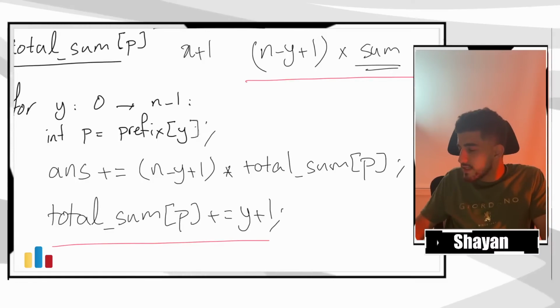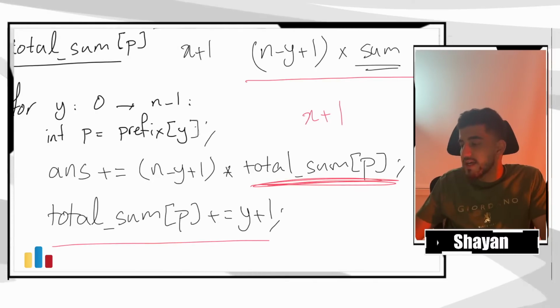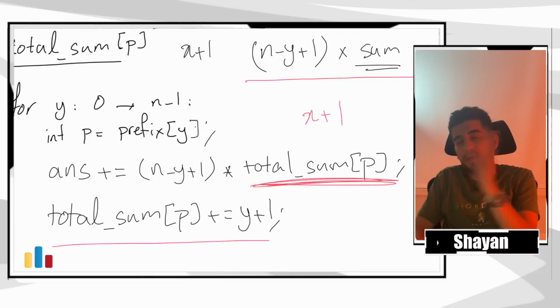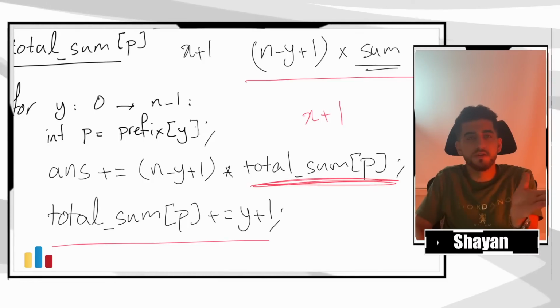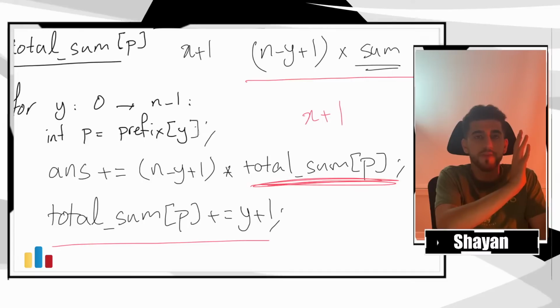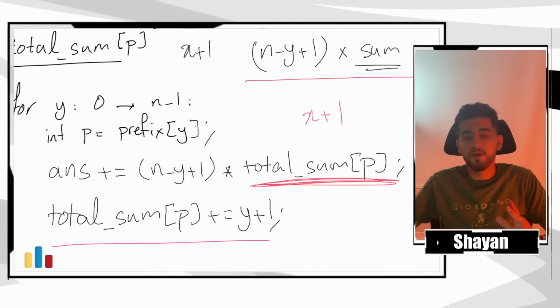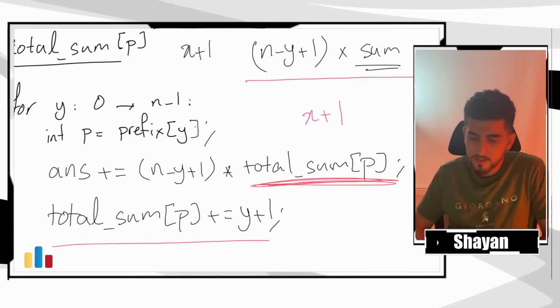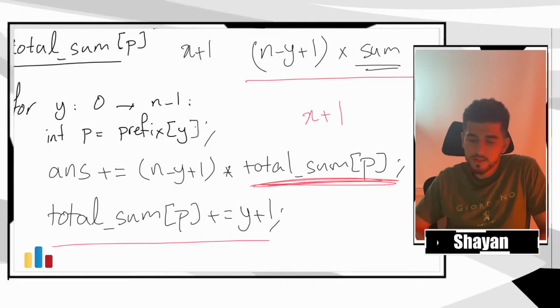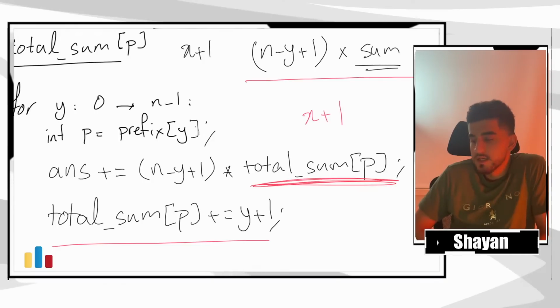So the point is that in total sum, I know the sum of all those x plus 1s. Instead of individually multiplying them by n minus y plus 1, I store the sum of them, and I only once multiply that sum by n minus y plus 1. Right? And this way I can calculate the final answer easier.